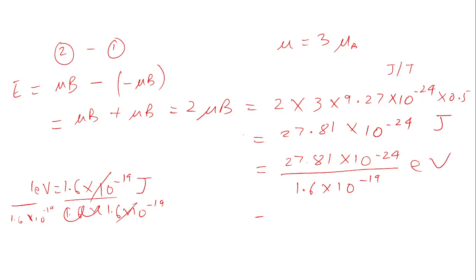And then it will be in electron volt, and let's see what we get. 27.81 divided by 1.6. If you wonder why I am dividing, not multiplying, it's a simple thing. So this is 17.381, 17.38, and the power is 10 to the power minus 24, and this will become plus 19. Now 19 minus 24 is minus 5. So 10 to the power minus 5 electron volt.